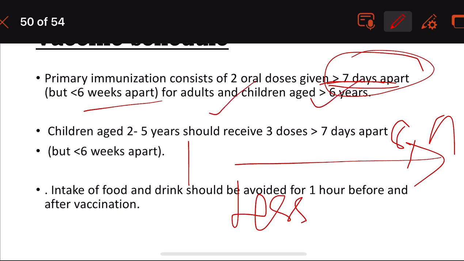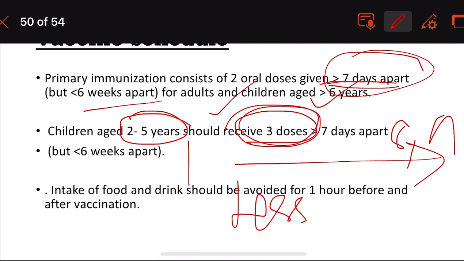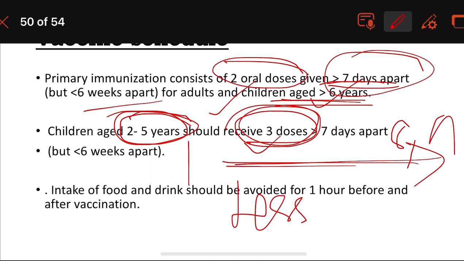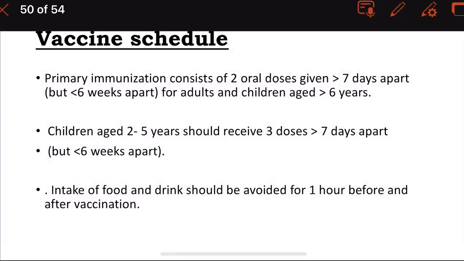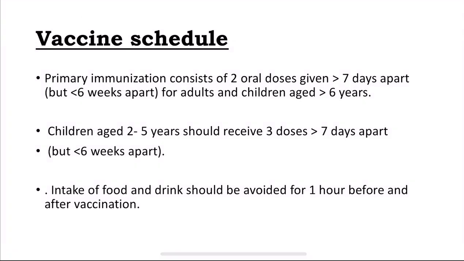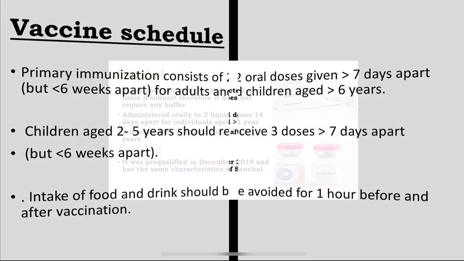For children aged 2 to 5 years, they should receive 3 doses. 2 doses for children aged more than 6 years and adults, whereas those who are less than 6 years, that is from 2 to 5 years, receive 3 doses. Again, that is more than 7 days apart and less than 6 weeks apart. Intake of food and drink should be avoided for 1 hour before and after vaccination.